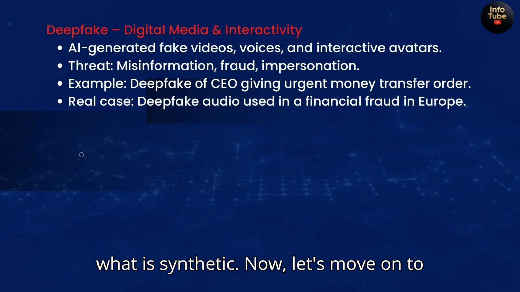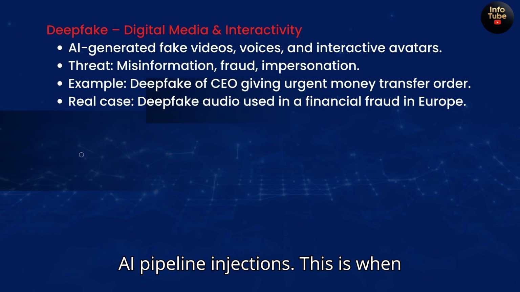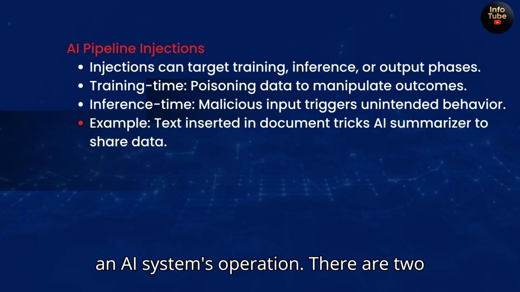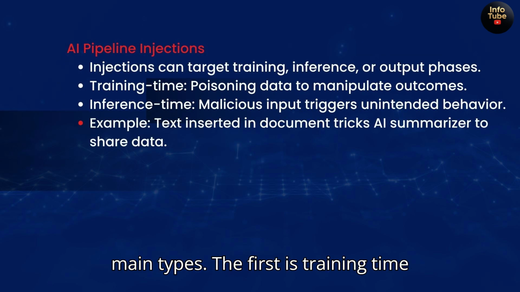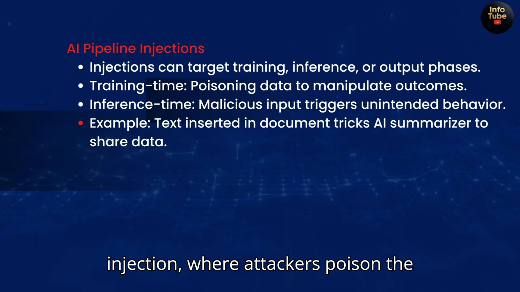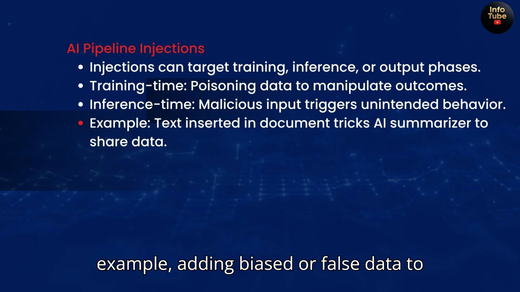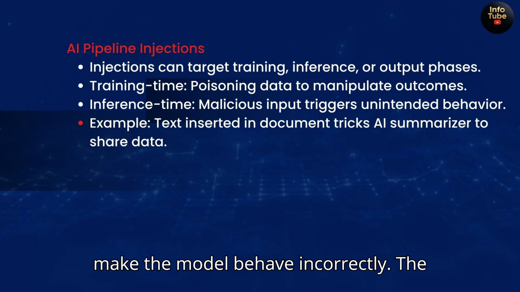Now let's move on to AI pipeline injections. This is when attackers inject malicious or manipulative content at various stages of an AI system's operation. There are 2 main types. The first is training time injection, where attackers poison the data used to train the model. For example, adding biased or false data to make the model behave incorrectly.